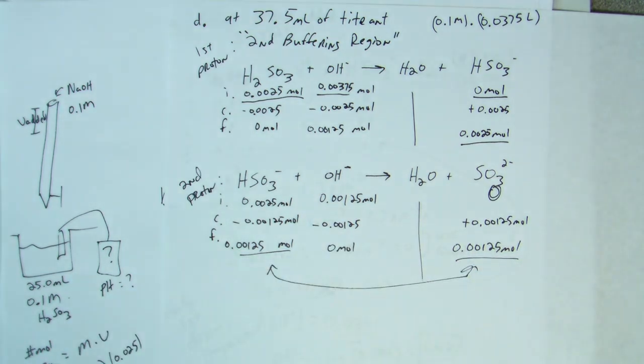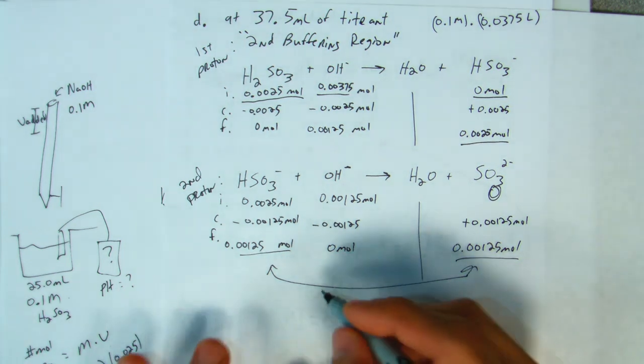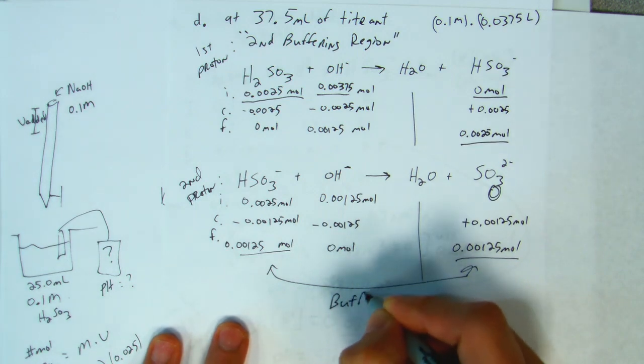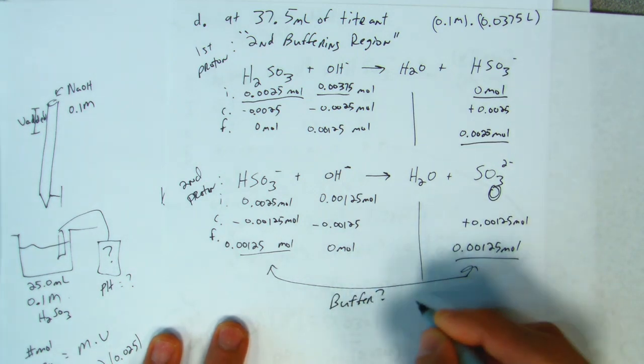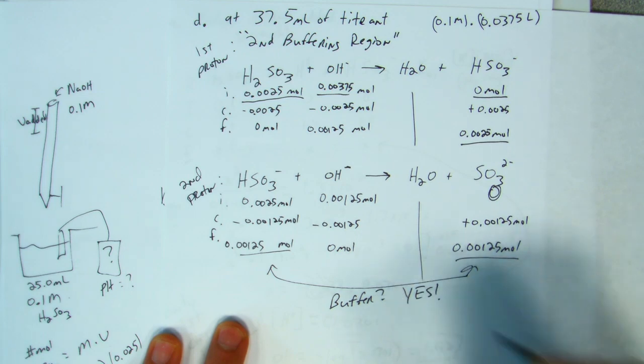So now I look at my ingredients in my container, and I decide that I've got 0.00125 moles of both of these ions, the SO3 2- and the HSO3 1-. Could this also be a buffer? Indeed it is.